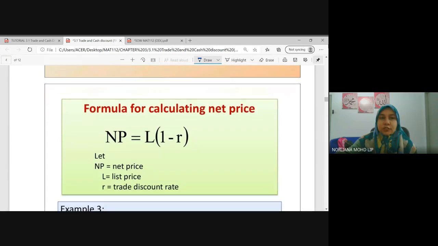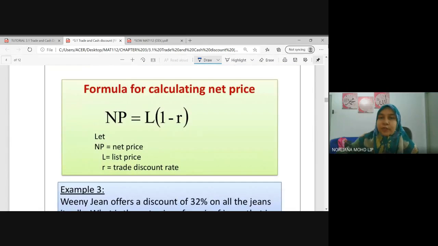So we can also use this formula to calculate the amount of net price. The net price equals the list price multiplied by 1 minus R. NP is the net price, so net price equals LP. LP is the list price, the original price or the catalog price, multiplied by 1 minus R. R is the percentage of trade discount, or trade discount rate.